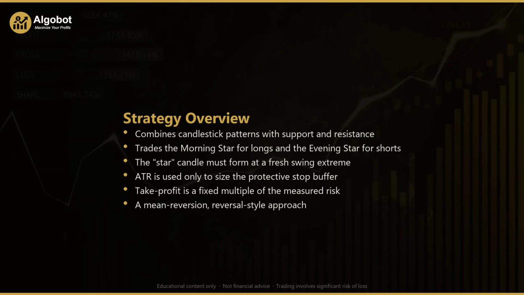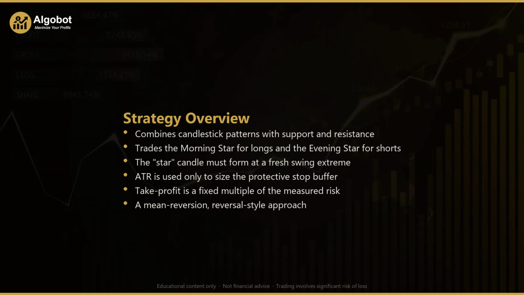What makes this approach selective is that it doesn't act on every star-shaped pattern it sees. Star formations appear all over the chart, and most of them, sitting in the middle of a range, lead nowhere. This strategy only honors the pattern when the middle star candle prints at a fresh swing extreme. In other words, at a tested support level for a long or a tested resistance level for a short. That requirement for confluence, pattern plus location, is designed to filter out a lot of the noise where false reversals tend to cluster.